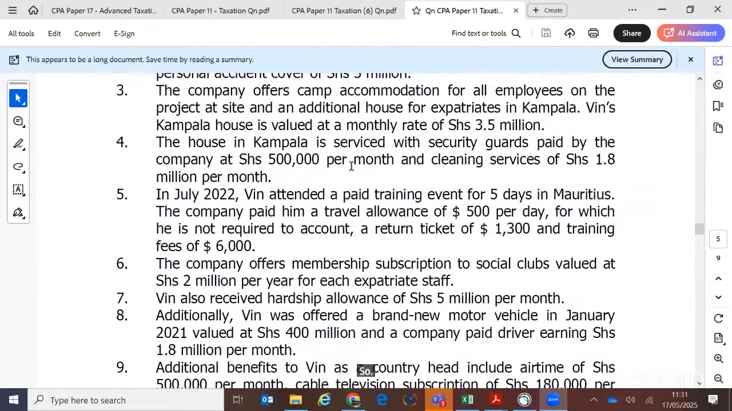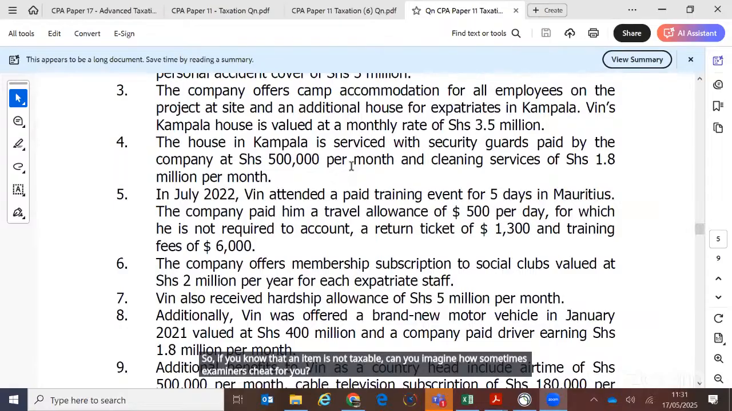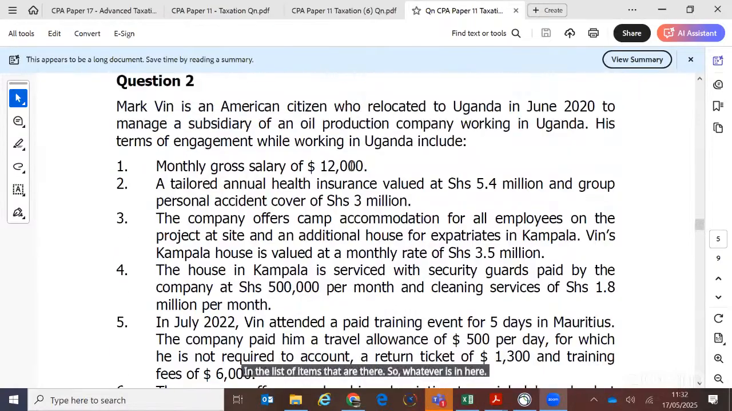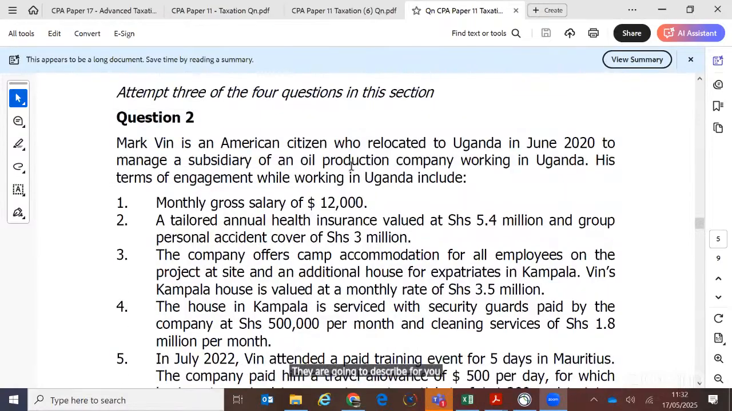But as he sees it in your answer, it does not mean that everything is going to be taxable. If you know that an item is not taxable, can you imagine how sometimes examiners cheat for you? They give you one part for calculation, and the other theory part, they say, list the items that are exempt from employment income. So anyone who has passed the calculation cannot fail that part, because the items that you actually put as exempt are the same items they want you to put in the list of items that are exempt. So whatever is in here, they are going to describe for you an employee or an individual who is in employment.